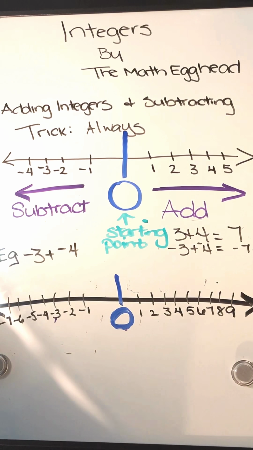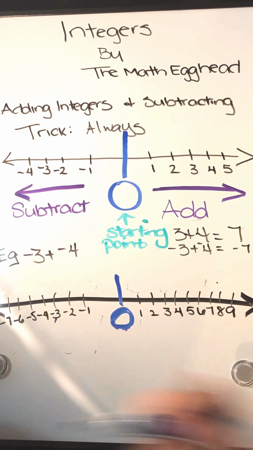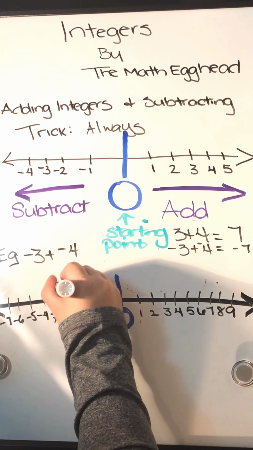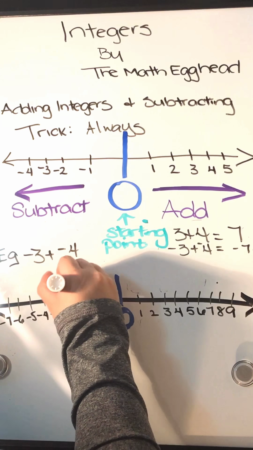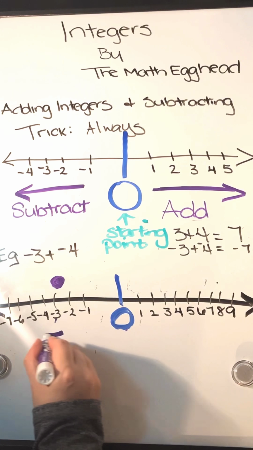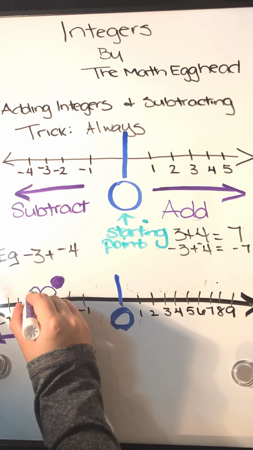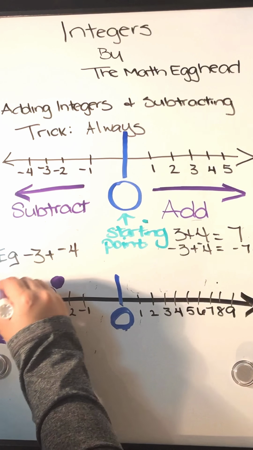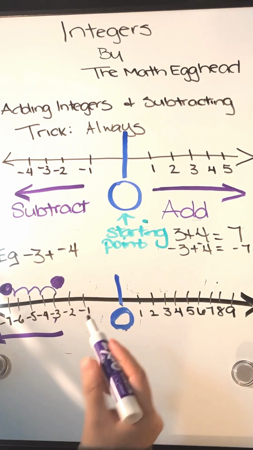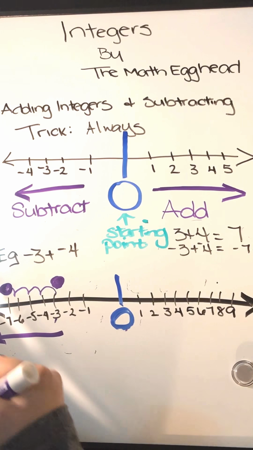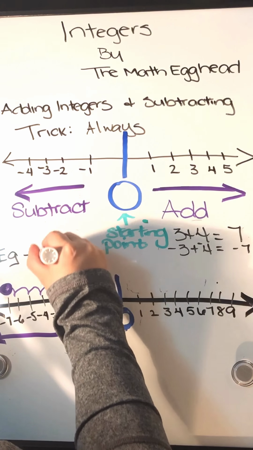Now, let me go ahead and show you on the number line how this is going to look. Let's start at negative 3, and we're adding a negative 4. So we know that we're going to the left. Remember, when you're adding a negative number, you're going to the left. So 4 spaces, you're going to end up on negative 7.